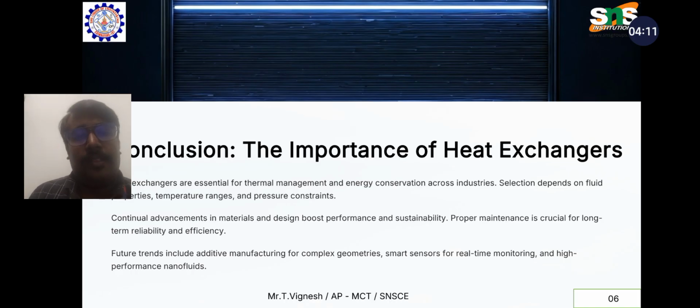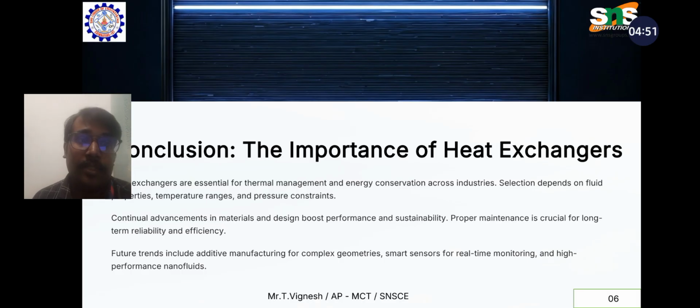The importance is that heat exchangers are very essential for thermal management and energy conservation across industries. Selection of a heat exchanger depends on the fluid properties, temperature ranges, and pressure constraints. If you go for application oriented things where heat transfer plays a major role, heat exchangers are the crucial ones. It helps the heat transfer mechanisms at a faster rate.